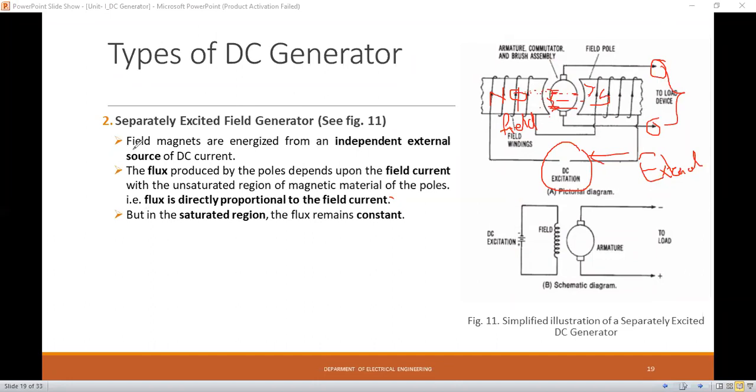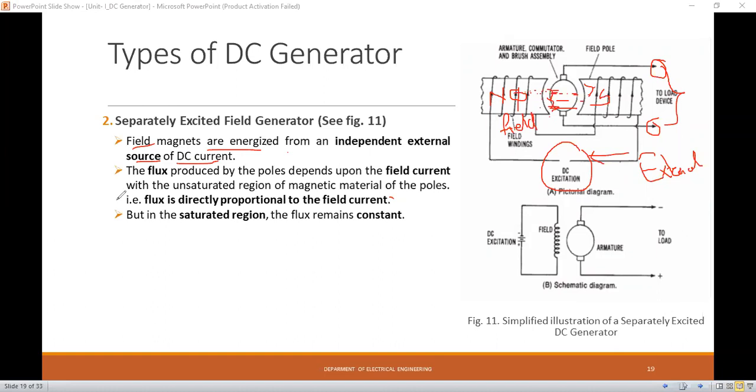See, the field magnets are energized from an independent external source of DC current. Using an independent external source, we excite the field winding. Okay, so the field winding can be excited by using an independent external DC source, to produce a flux. This flux will travel from N pole to S pole, and then EMF will be induced.